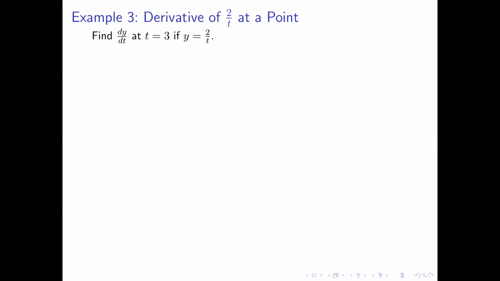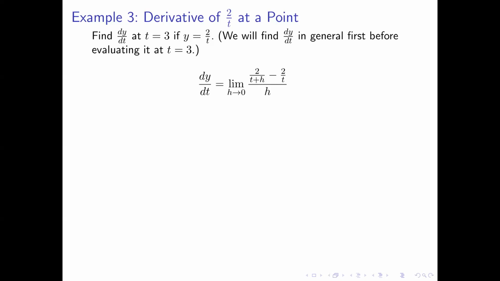Notice here that the independent variable of our function is t rather than x. That's why we're finding dy/dt, and then we're given a particular value of t. There are two ways we could do this. We'll look at one of them. The way we'll use is to find a general expression for dy/dt in terms of t, and then we'll evaluate that expression where t equals 3. You could also do this by plugging 3 in for t, or a, or whatever you want to call it, in the definition of the derivative to get started. You'll get the same result either way.